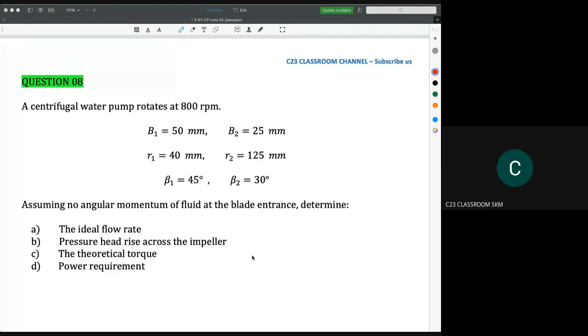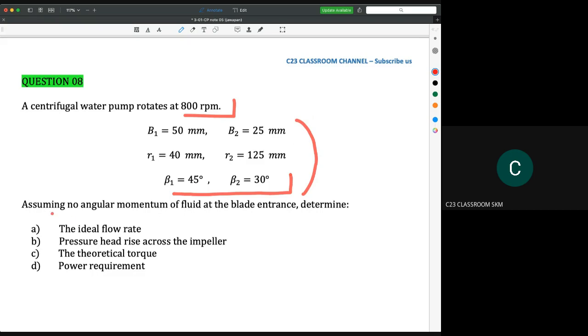We continue with question number 8. A centrifugal water pump rotates at 800 RPM, and all the parameters are given here. We have B1 50 millimeters, B2 25, R1 40, R2 125 millimeters, and we have beta 1 and beta 2, 45 and 30 degrees respectively.